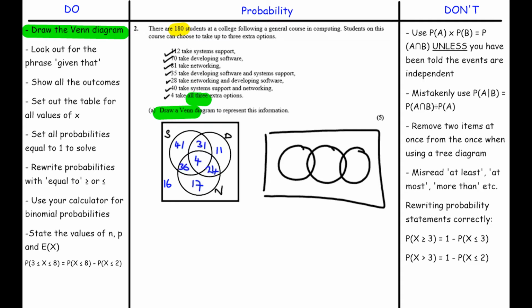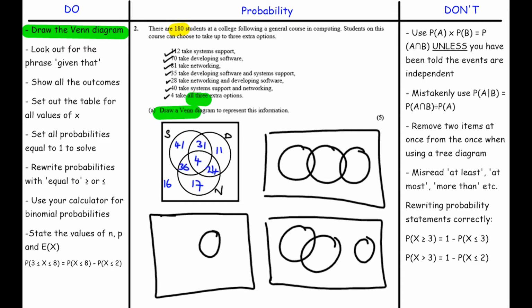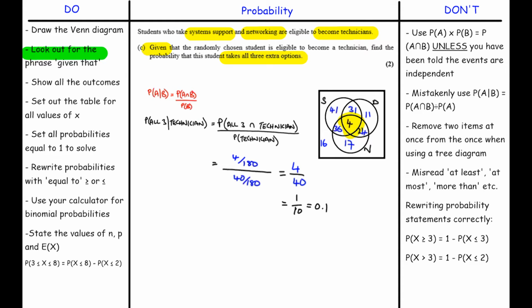Potentially, you could have a Venn diagram like this. You could even have a disconnected Venn diagram, and even a Venn diagram that has one set fully within another, and then maybe some overlap across the 2 of them. Okay, so just be on the lookout for keywords that will let you know what sort of Venn diagram you're looking for.